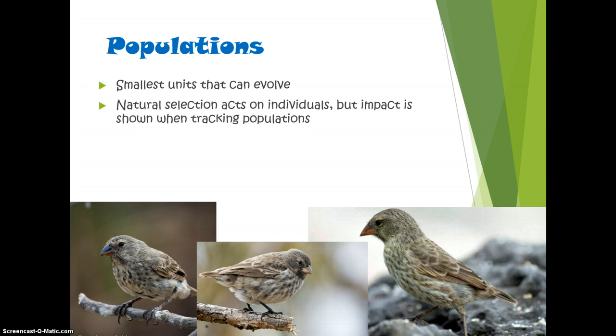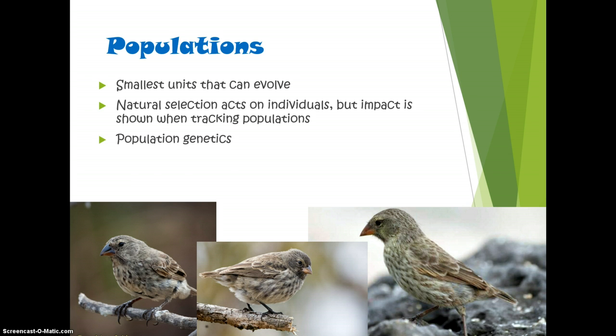Alright, so natural selection acts on individuals. That's like the birds in the butterfly activity that are eating the butterflies. But impact is shown when tracking the population. So you should see that. Think about the graph that you made. You can see the impact of natural selection. Natural selection acts on the individuals, but it affects the population over many generations.